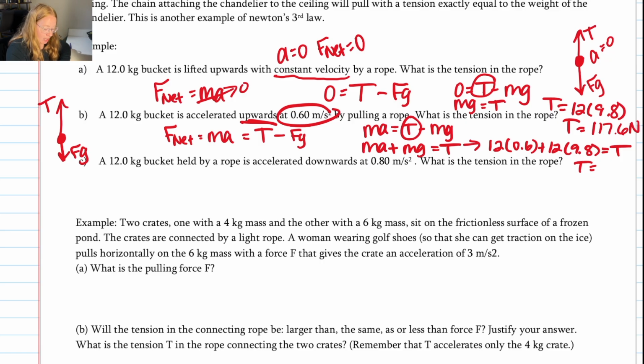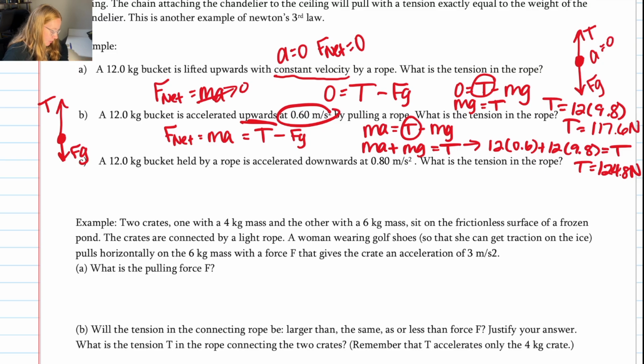Right off the bat, I do expect my tension to be larger than the previous because we are trying to accelerate upwards. So we need to have an overall net force up. I do get 124.8 newtons for this example.